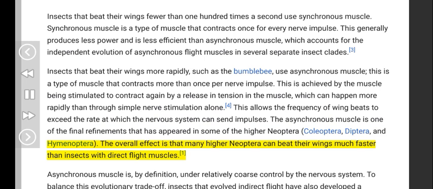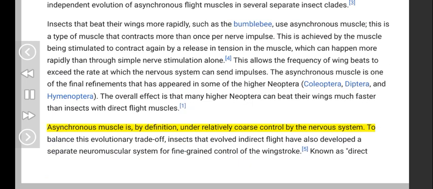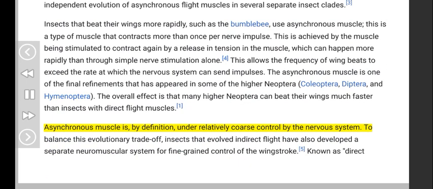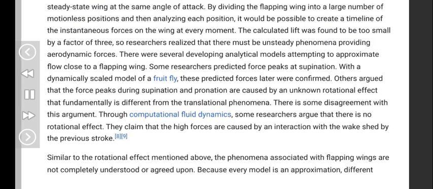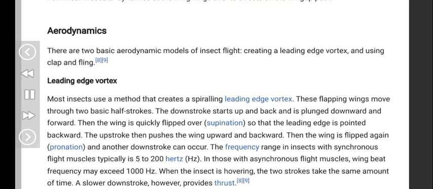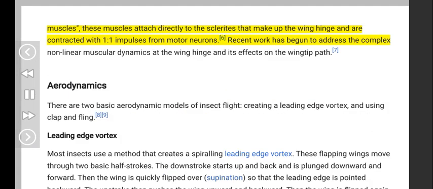Asynchronous muscle is, by definition, under relatively coarse control by the nervous system. To balance this evolutionary trade-off, insects that evolved indirect flight have also developed a separate neuromuscular system for fine-grained control of the wing stroke, known as direct muscles. These muscles attach directly to the sclerites that make up the wing hinge and are contracted with single impulses from motor neurons. Recent work has begun to address the complex nonlinear muscular dynamics at the wing hinge and its effects on the wingtip path.